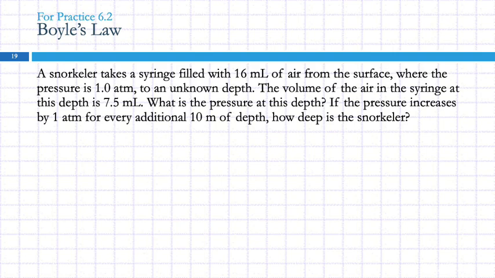So this one really has a story. A snorkeler takes a syringe filled with 16 milliliters of air from the surface where the pressure is 1 atmosphere to an unknown depth. The volume of the air in the syringe at this depth is 7.5 milliliters. What is the pressure at this depth? If the pressure increases by 1 atmosphere for every additional 10 meters of depth, how deep is the snorkeler?